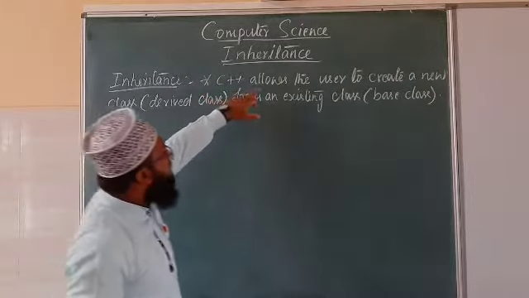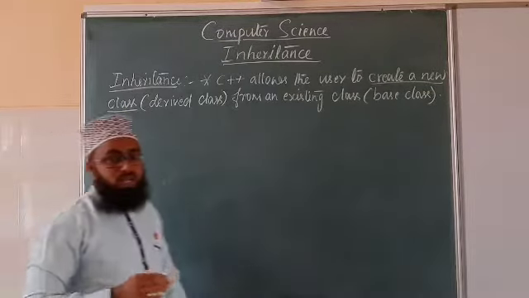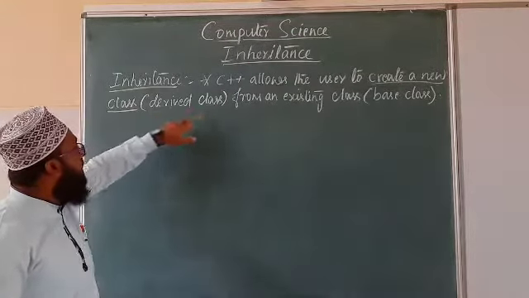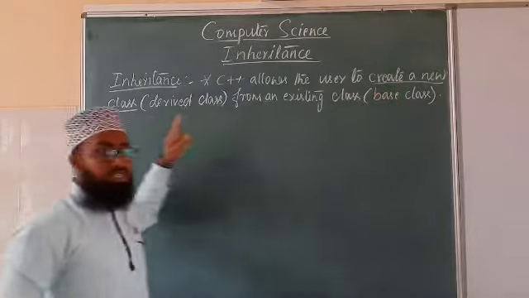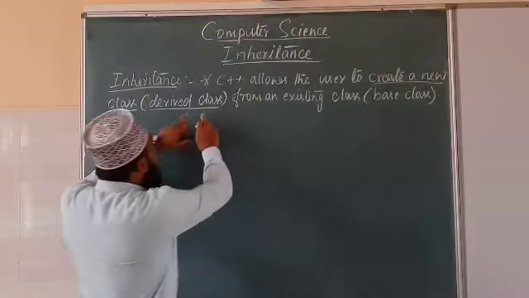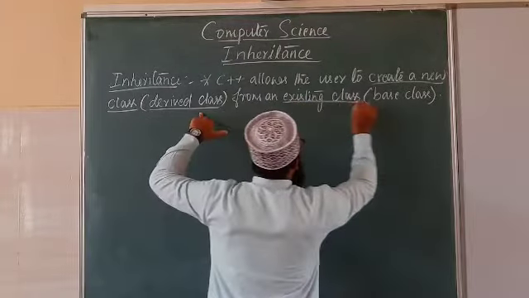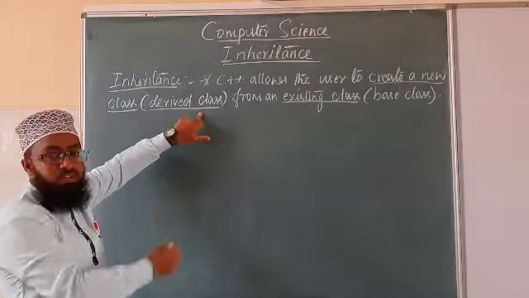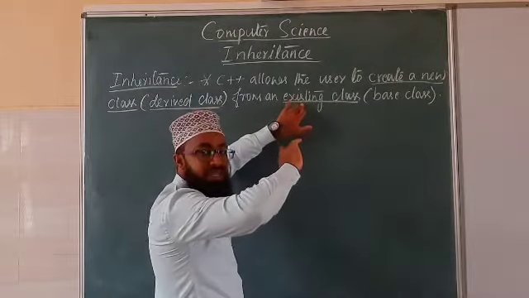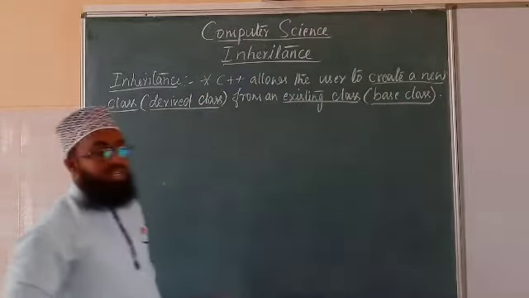Here see, C++ allows the user to create a new class. A new class can be created with the help of C++. The class which is created is called as derived class. And this derived class can be created from the existing class, the already present class. Later I will give you an example. And this existing class, it means already present class, can be called as a base class.